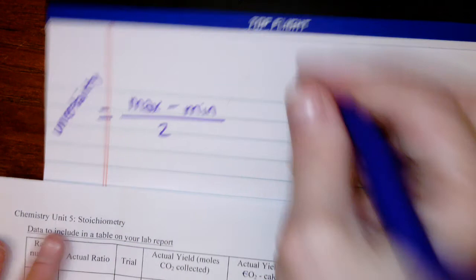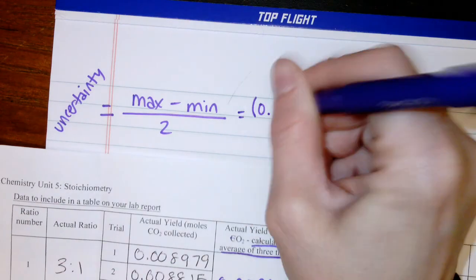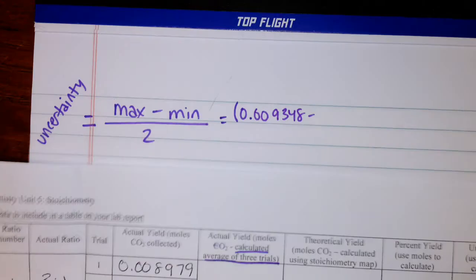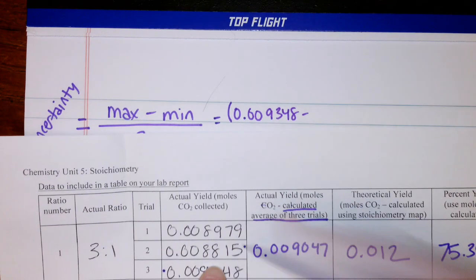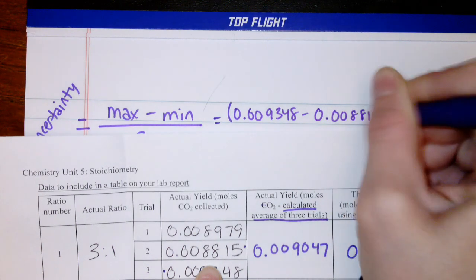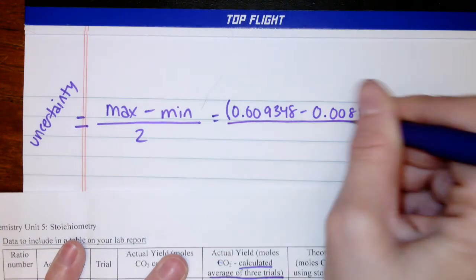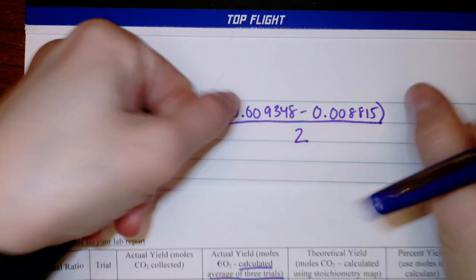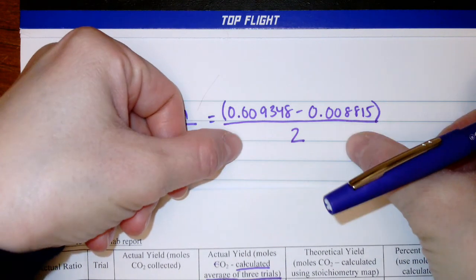Okay, so my largest is 0.009348. And then I figure out which one is my smallest. My smallest is this one right here, 0.008815. And we're dividing that all by 2. So when you're typing this into your calculator, you want to type it in so that you are doing this subtraction problem and then you are dividing it by 2.